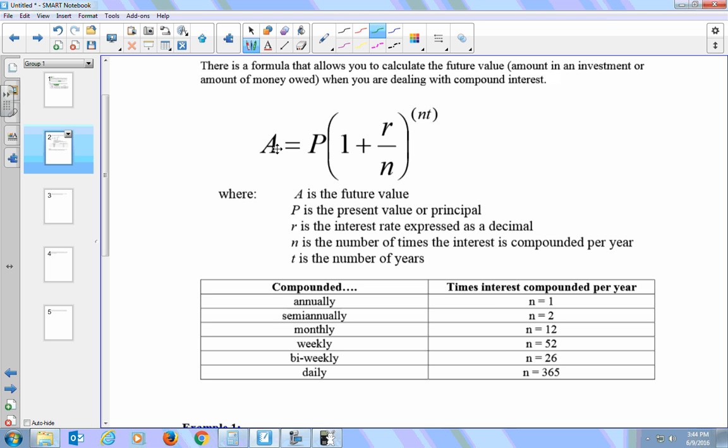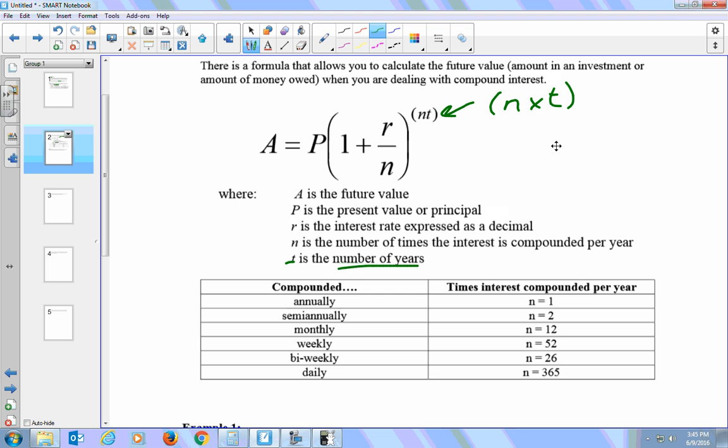Again, A is the future value or the amount, and P is the principal. In the brackets, we have 1 plus the interest rate, which we write as a decimal, so 15% would be 0.15. And n is the number of times compounded in a year. Then we have this exponent, and it's important to note that nt is like saying n times t: the number of times interest is compounded in 1 year times the number of years, where t is the number of years.